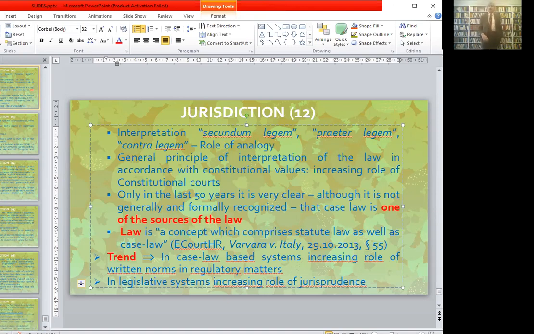The role of analogy, which is another way through which the courts very often supplement the empty spaces left by the act of Parliament. Parliament couldn't foresee everything; something new happens, and then we have to try to apply the old rules to the new circumstances. And lawyers and obviously the courts use the principle of analogy. So just to show that the courts have always, even in the continental European tradition, played a very important role in shaping the legal system.